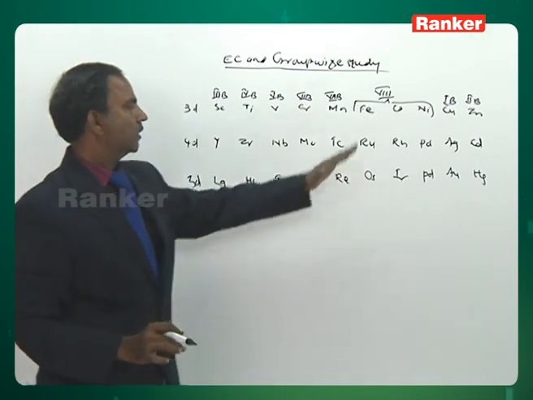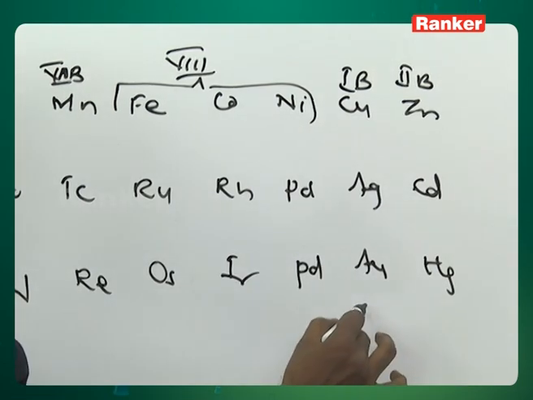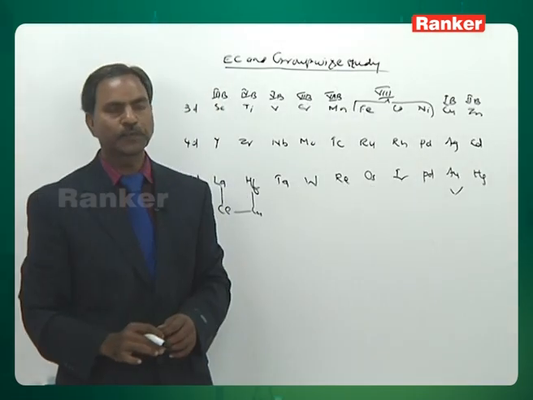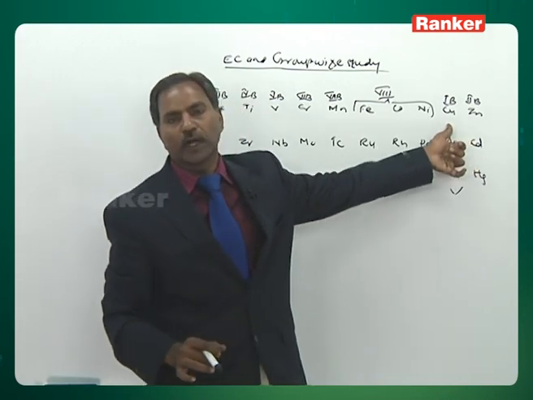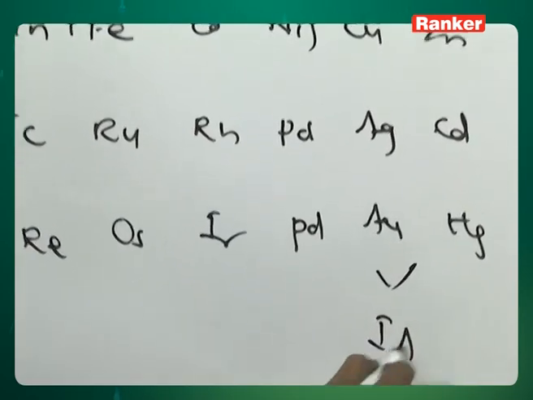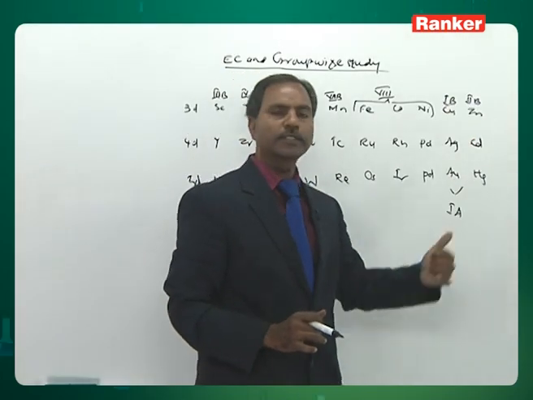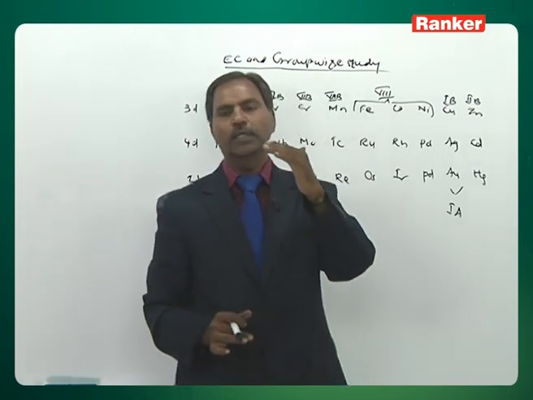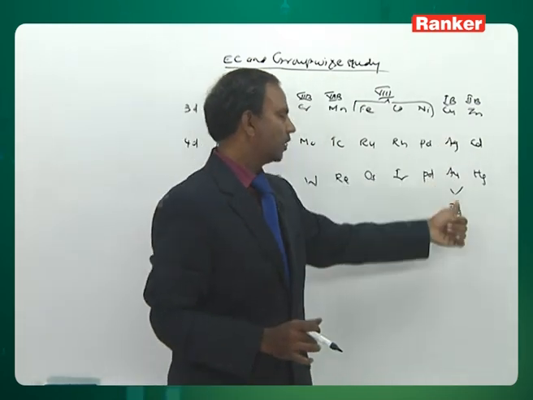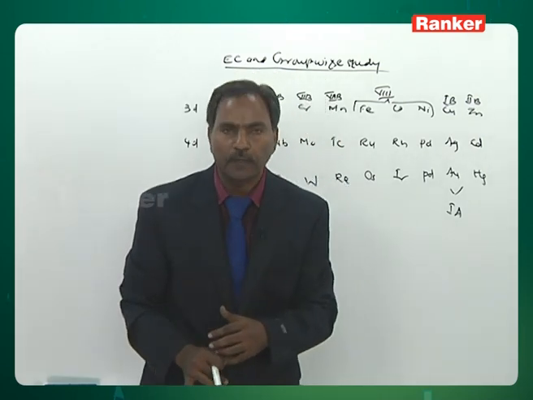Let us discuss the group wise study of these elements. Let me talk about the first B group. The first B group of elements resemble the first A group, because their common oxidation number is +1. First A group also has +1. Therefore, these elements exhibit similarities with the first A group of elements.